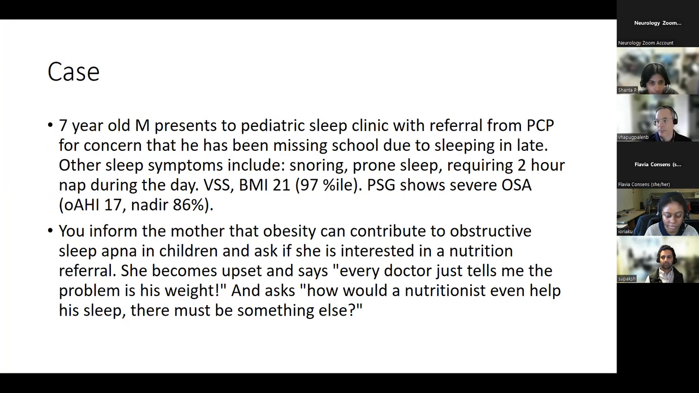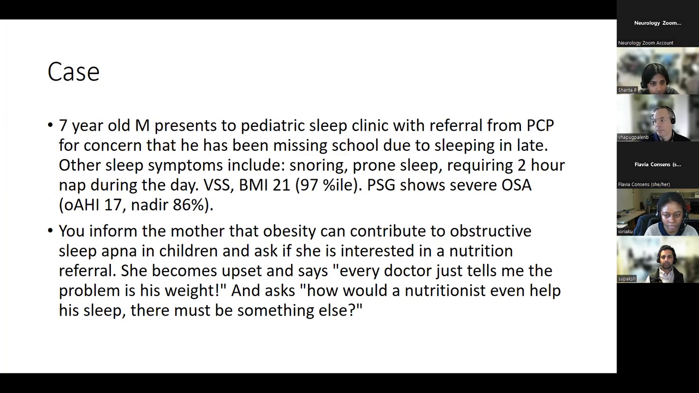I kind of wanted to start with a case. This situation hasn't really happened to me here in Seattle, but it did happen to me when I was in Cleveland in my first sleep experience. But let's say you have a 7-year-old boy. He comes to you in pediatric sleep clinic with a referral from his PCP that he's falling asleep in class and even missing a significant amount of school days.